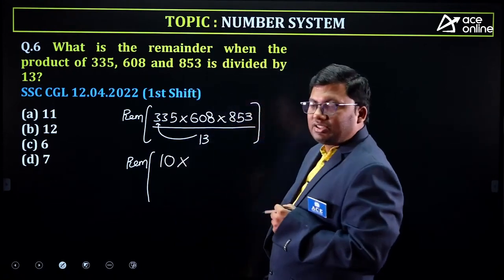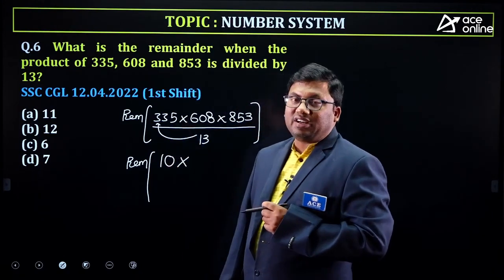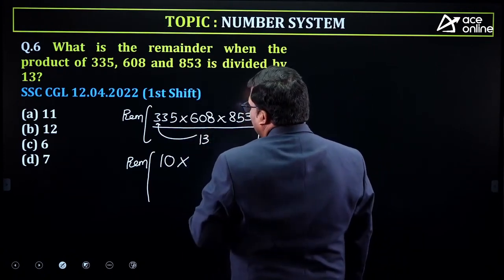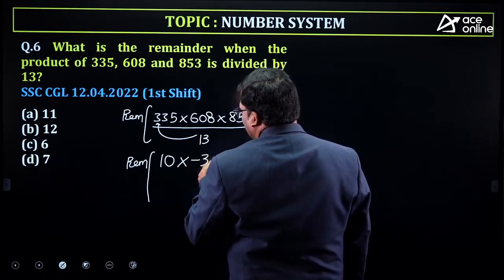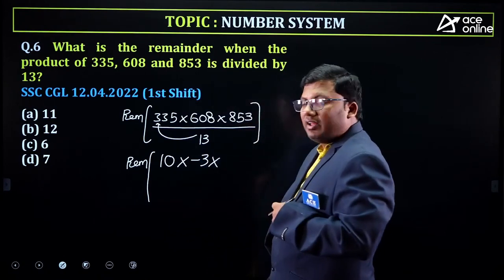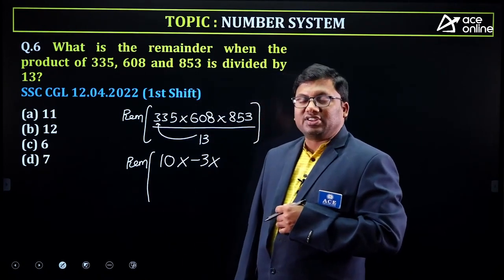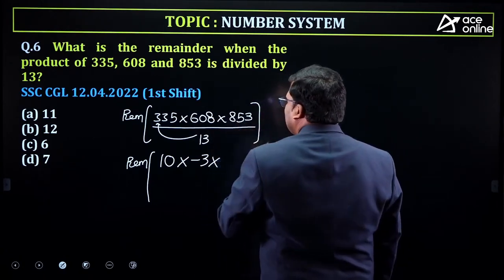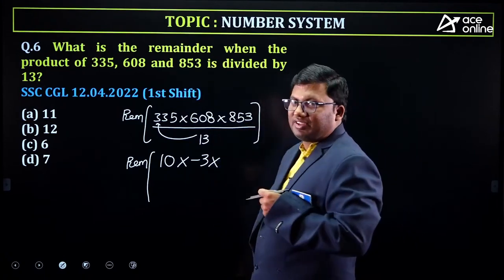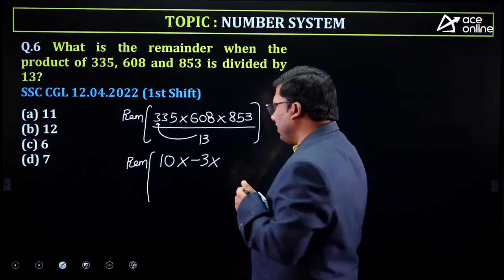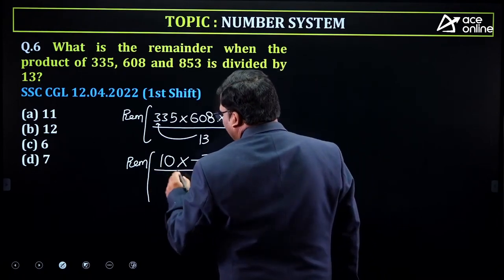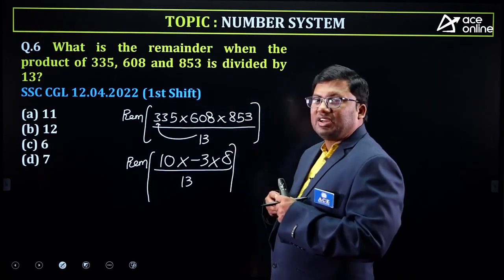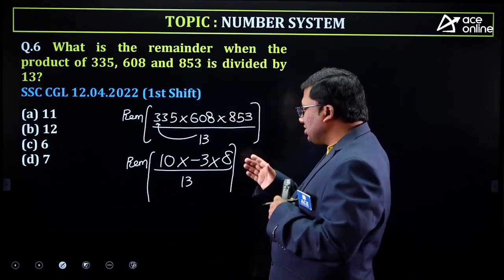Are you all with me? 13 2s are 26, so 7. 13 5s are 65, so 10. 13 4s are 52, so 8. 13 7s are 91, so it is minus 3. 13 6s are 78, so the remaining will be 7. 13 5s are 65, so it is 8. I hope it is clear.